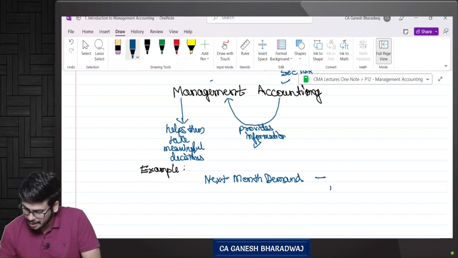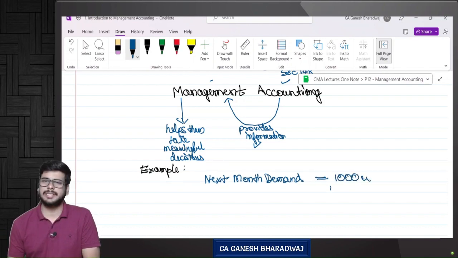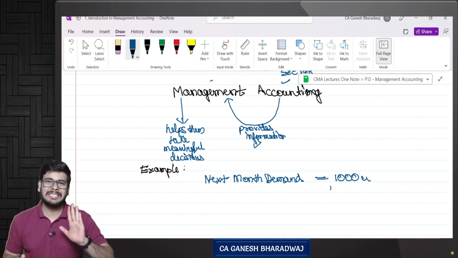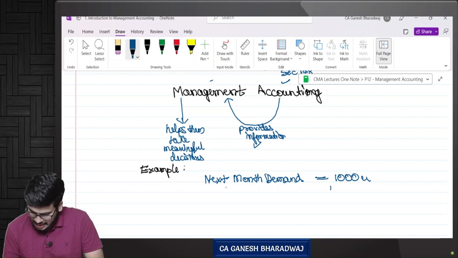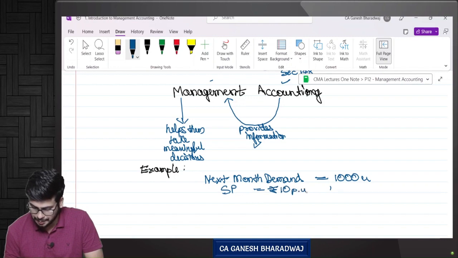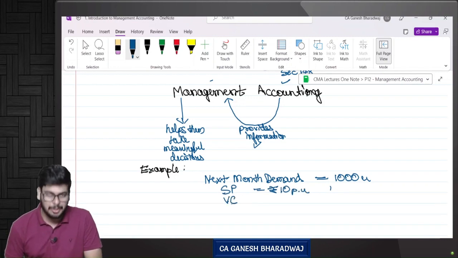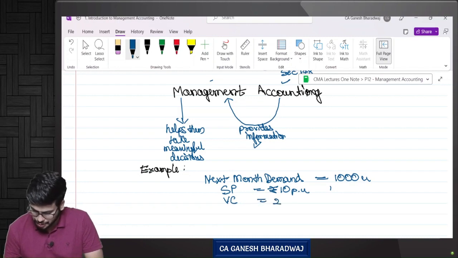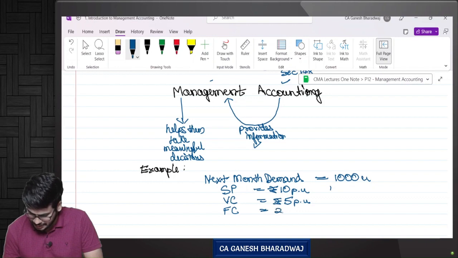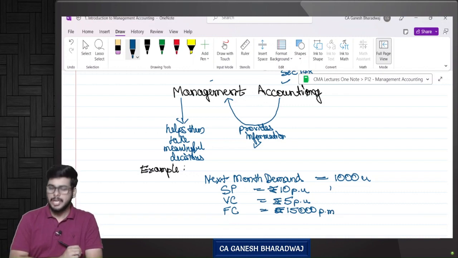Now he says the next month demand, let's say the next month demand is going to be 1000 units. So he's saying this is the estimate. You have got in touch with market analysis. So next 1 month, even if we are continuing, maximum demand can be for 1000 units. Okay, the selling price per unit is going to be rupees 10 per unit. Now, there is something called as variable cost. Variable cost per unit is going to be rupees 5 per unit. I will explain what is variable cost. Then you have something called as fixed cost. Fixed cost is expected to be rupees 15,000 per month. Next month, the fixed cost is estimated to be 15,000 rupees.